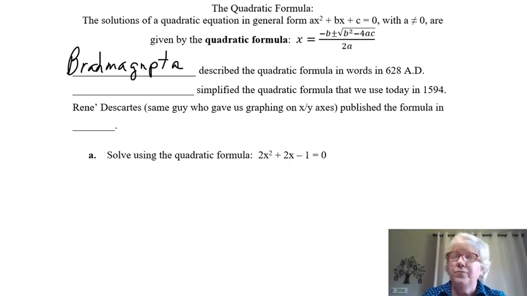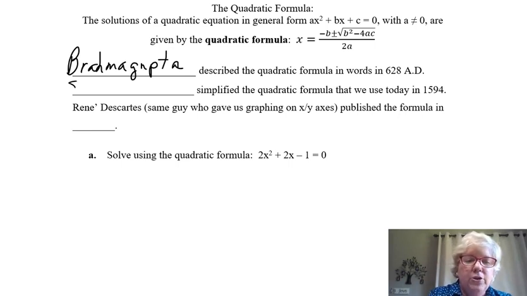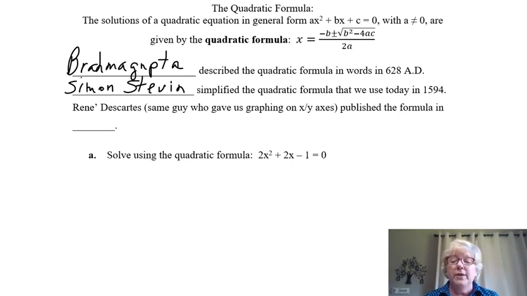Then, a long time there, you're looking at like 900 years or so, another mathematician came in and said, you know, instead of us just keeping using words, let me go ahead and put it into a regular formula that people can quickly look at. And the gentleman who did that was Simon Stevin. And Simon Stevin put it in the format of the formula we know today way back in 1594. However, he did not publish that widely.